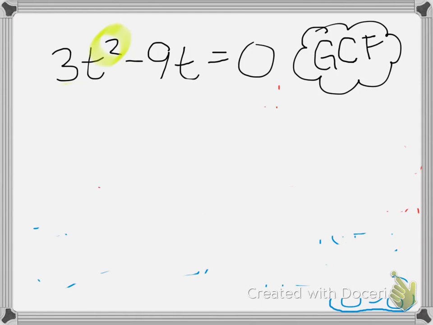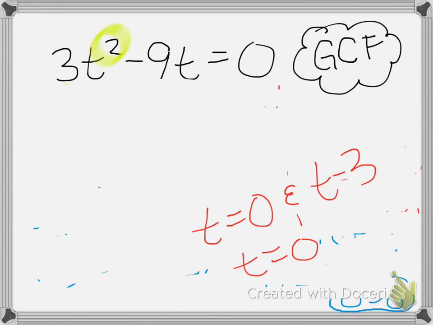So we said that t was equal to 0 and t was equal to 3. So you can write it like this, t equals 0 and 3. So there's 2 answers. The reason why there's 2 answers is because we have this t squared.